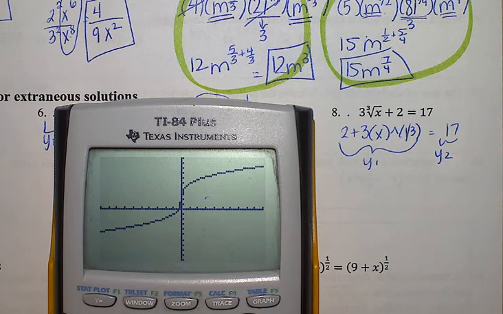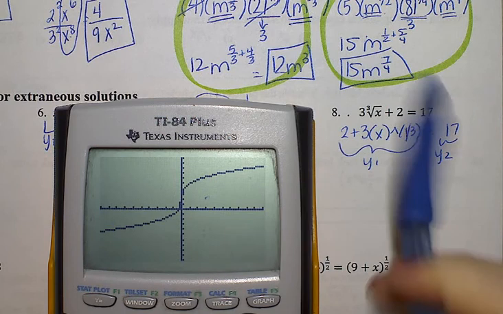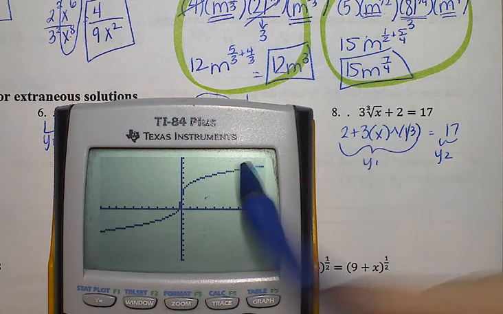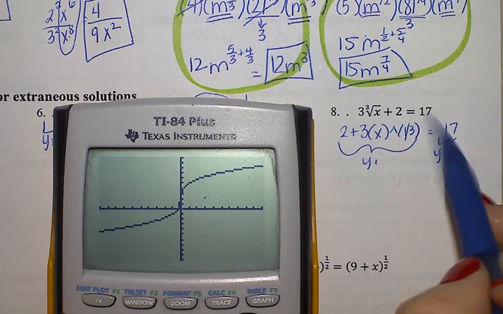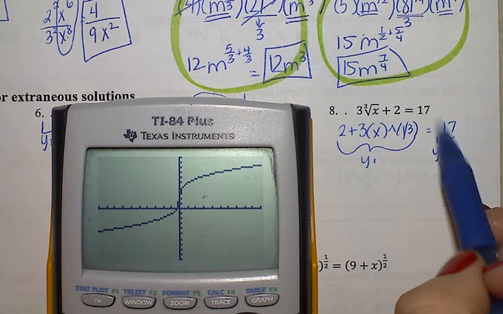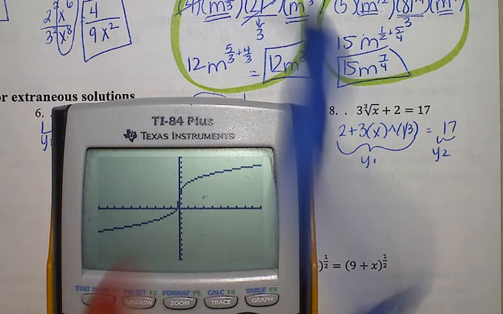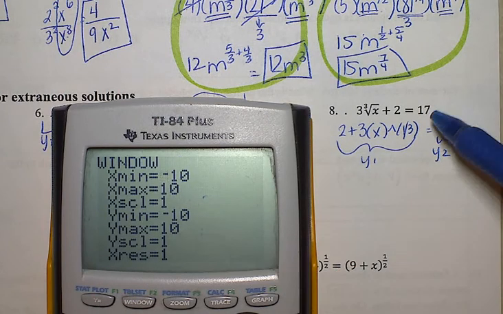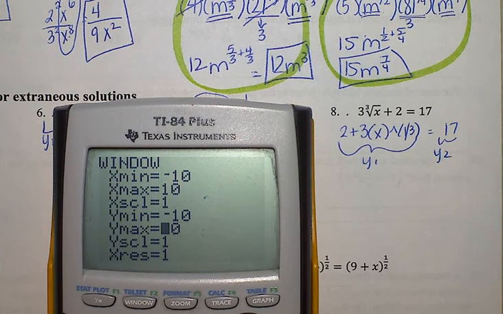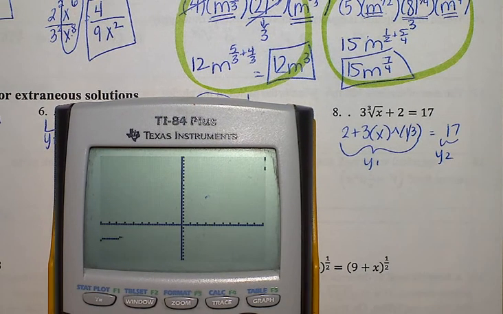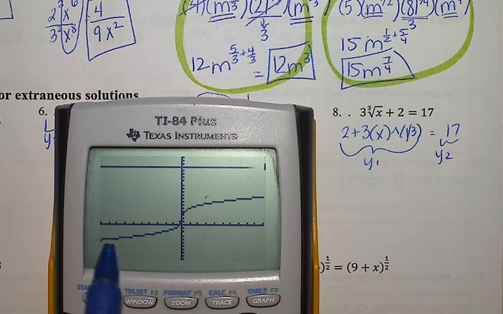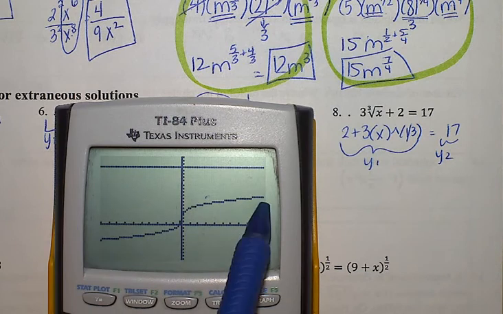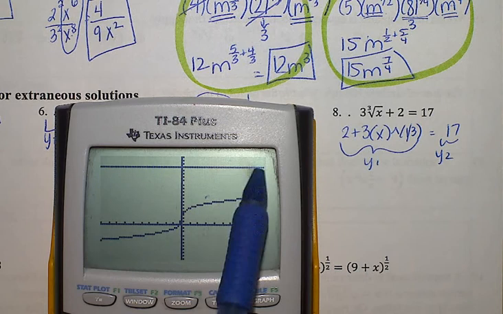So previously, when I worked with a different class, we graphed this and they said, okay, well, this is a cube root function, and I can tell this is a cube root that's been stretched. But where's this other function, this horizontal line? Remember that our window only is going up to a y maximum of 10, and this is already at 17. So I'm going to change my y maximum to 20. Now I can see this is my first, y sub 1, my cube root function, and this is y sub 2. This is my horizontal, or my second function.